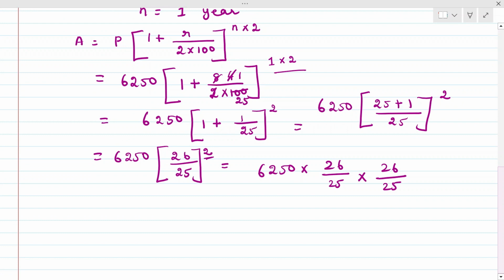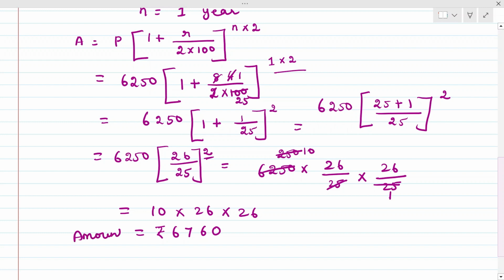Now, when you do the cancellation, this and this will get cancelled and it will become 6250. Then again this and this will get cancelled and it will become 10. So now we are left with 10 into 26 into 26. When you multiply 10 into 26 into 26, you will get 6760. This is the amount.